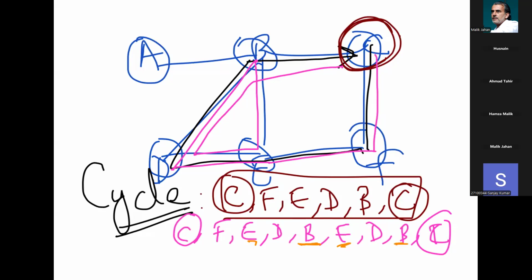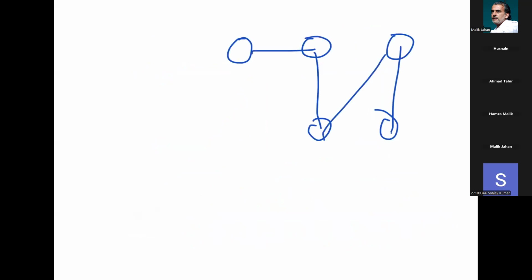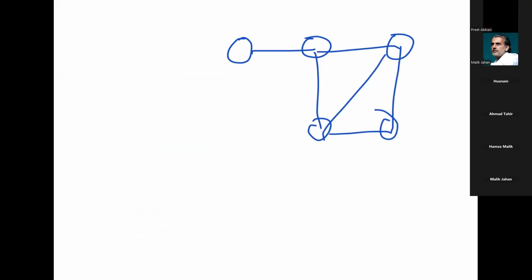Make sense? Okay, let's do one small trick with the path, and then we'll move to the next concept. So this is a graph of... yes, someone raised a hand online.